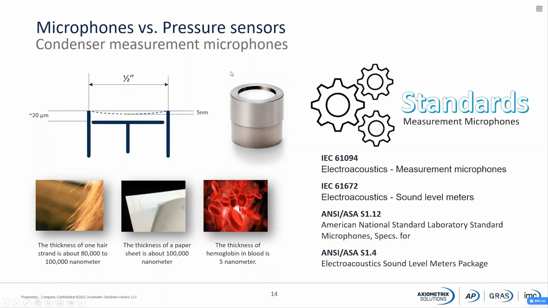So when talking about microphones or measurement microphones, all the measurement microphones are controlled by international standards, and here you have the most common of the standards. It is the IEC 61094, it is 61672, and some ANSI standards as well. So everything is very much dictated by the standards. So we know exactly the performance of a microphone, and also even the form factor, how big the microphone should be, and so on and so forth. So everything is described in the standards.